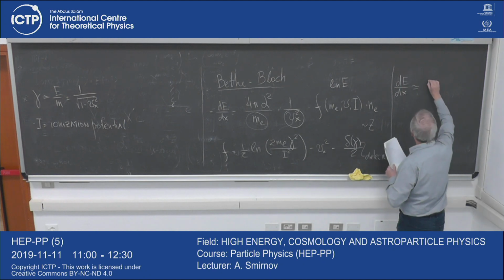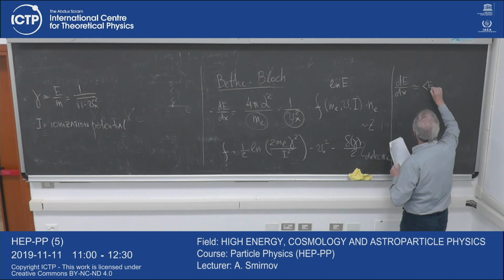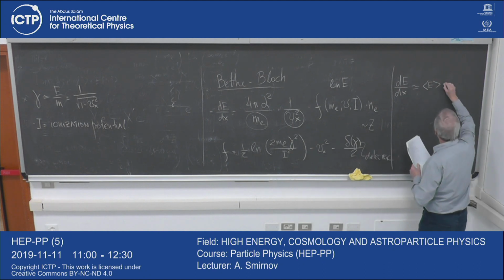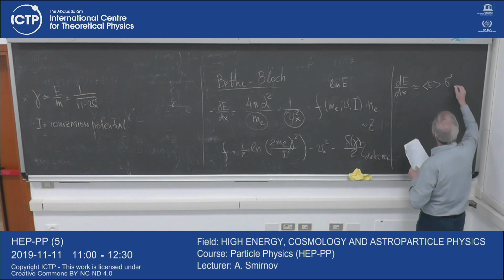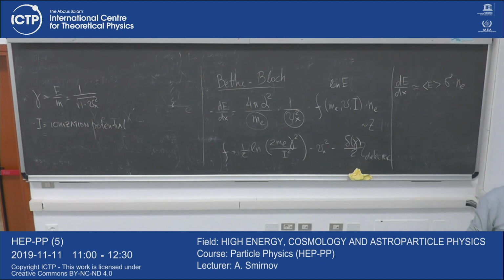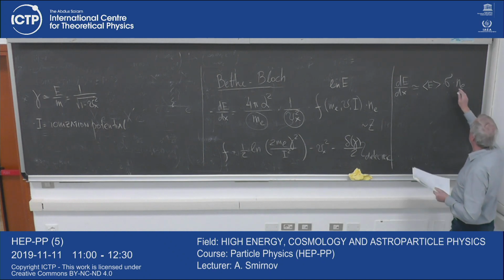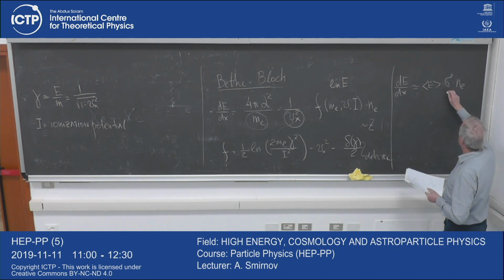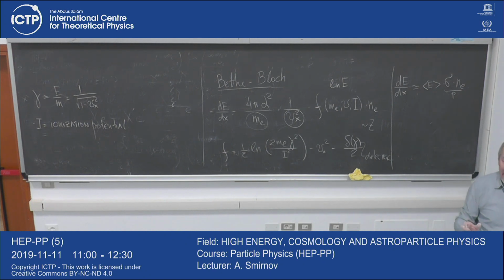is equal to the average energy loss in each collision, sigma, cross-section, and number of electrons. So this is a general formula which we also use for the case of radiation energy loss. So sigma times Ne is the number of electrons on the unit of length multiplied by sigma. This is the probability of interaction on the unit of length. Right? This can be introduced.